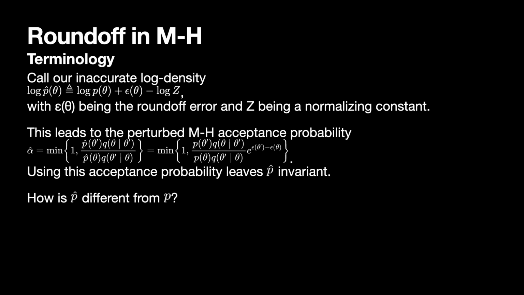Right, so this leads to this perturbed Metropolis-Hastings acceptance probability, which is actually the acceptance probability that we wind up computing and plugging into our Metropolis-Hastings algorithm. Right, it winds up just being, we plug this p hat into the standard Metropolis-Hastings ratio. So that means that if we're doing Metropolis-Hastings with limited precision, essentially we're leaving this perturbed distribution p hat invariant. So how is p hat different from p, the thing we actually want to sample from?